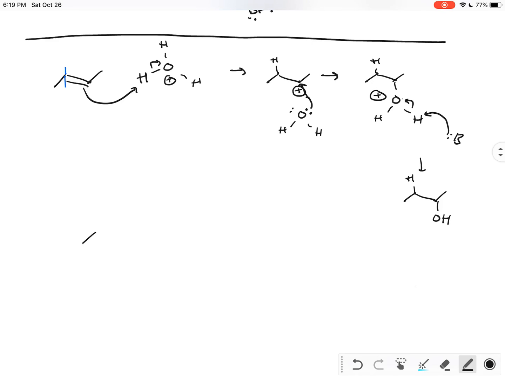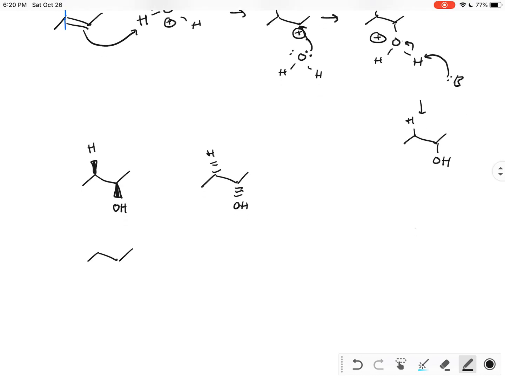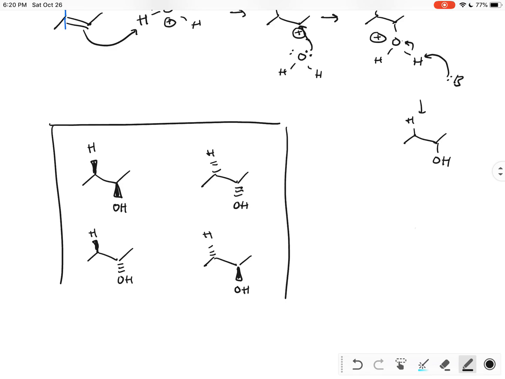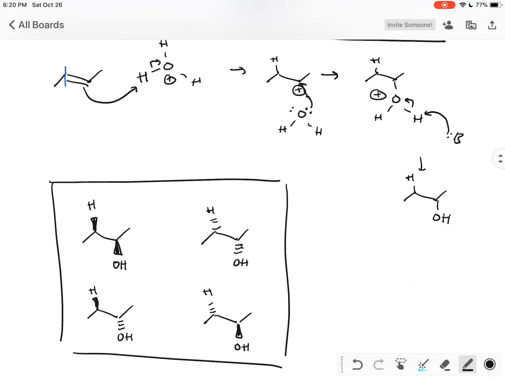So if we were to write out all the possible products, let's just do it for one of them. Let's do it for this one right here, this reaction. So we could have both coming towards us, H and OH coming towards us. We could have H and OH going away from us. We could have hydrogen coming towards us and OH going away. Or we could have hydrogen going away and OH coming towards us. So this is technically what all the products would look like for this reaction.